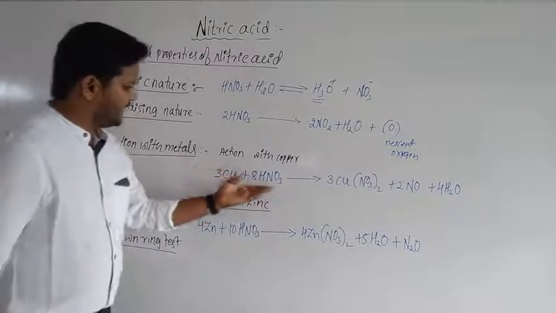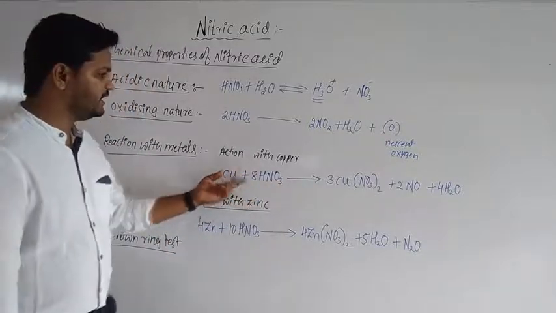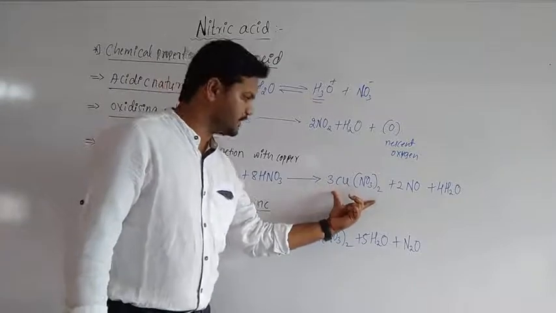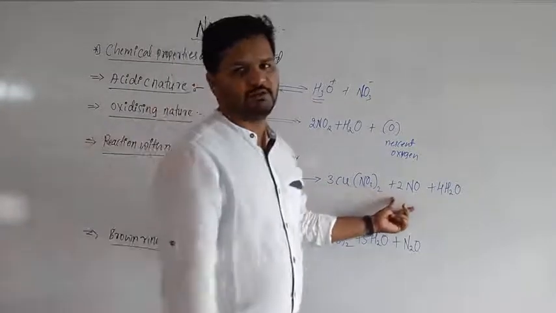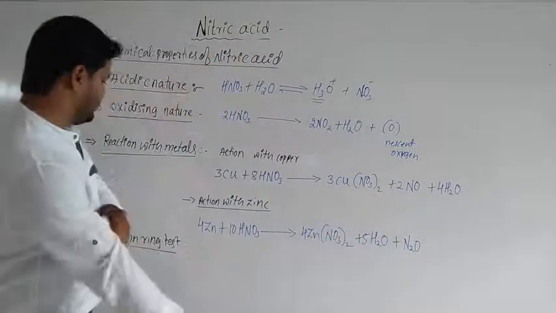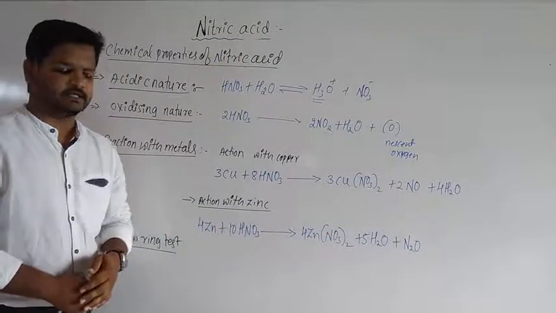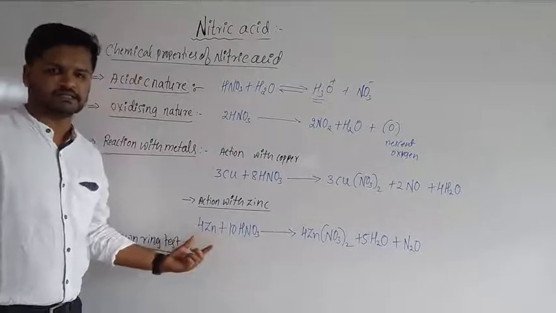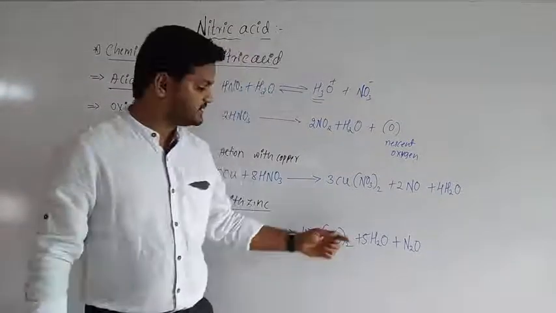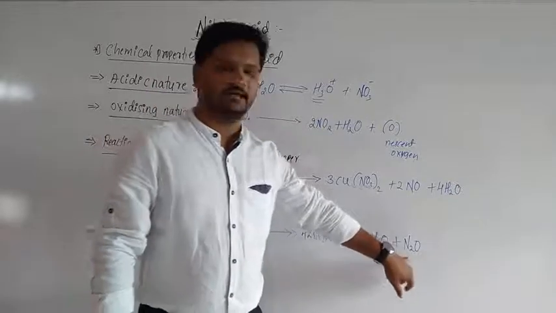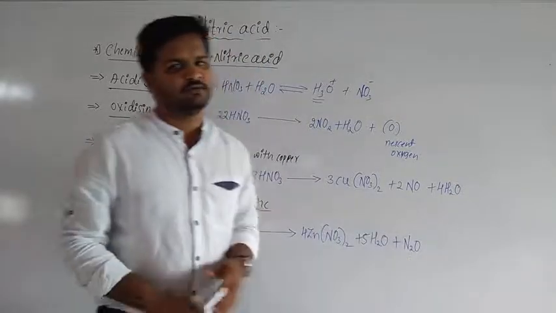Here HNO3 reacts with copper and gives a product, Cu(NO3)2, and nitric oxide will be formed. And the second one, when HNO3 reacts with zinc, it forms Zn(NO3)2 and water, and here dinitrogen monoxide will be formed.